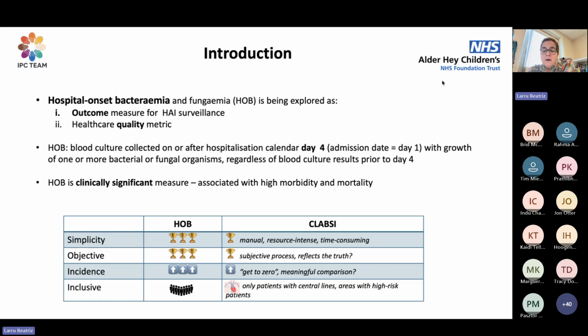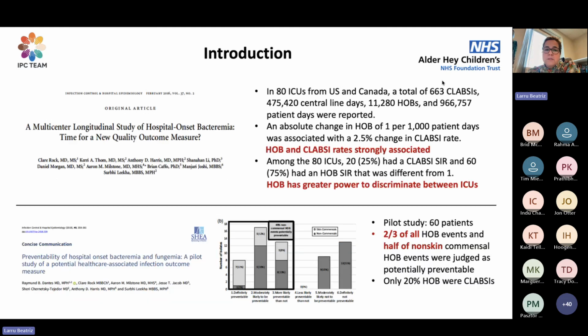So when you start going through a very low rate, it becomes more and more difficult to keep driving improvement, keep reducing the numbers. And it's also not that inclusive. So I only do CLABSI surveillance in ICU, and you are only focusing on patients that will have a central vascular access. So you're not focusing across all patients that are in your hospital. So these are mainly the criticisms that have been made of using CLABSI as a solid metric for IPC purposes.